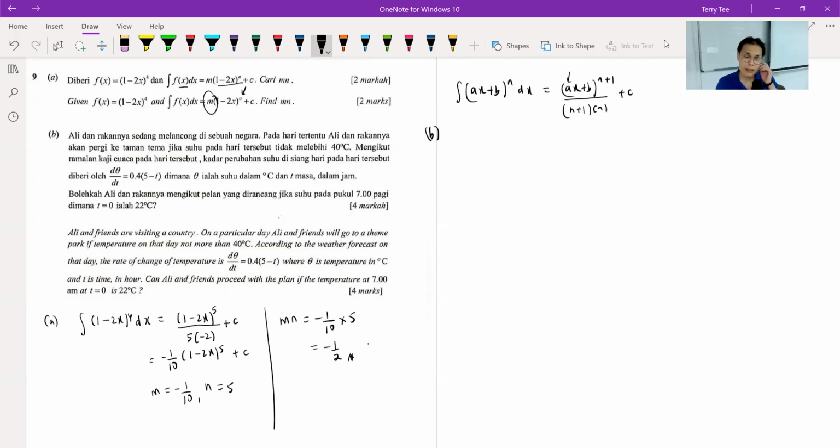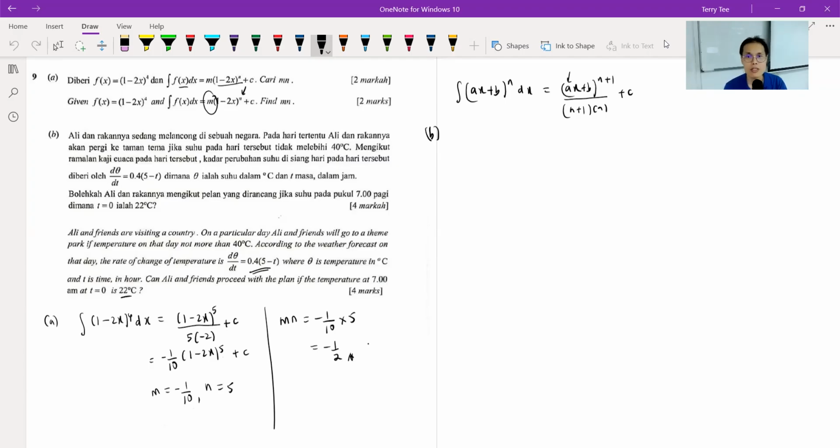Ali and friends are visiting a country, but on a particular day, Ali and friends will go to the theme park if the temperature on that day is not more than 40 degrees Celsius. According to the weather forecast, the rate of change in temperature is given by this. So can Ali and friends proceed with the plan if the temperature at 7 a.m., or t equals 0, is 22 degrees Celsius? So the main thing is we need to find out what the maximum temperature is.